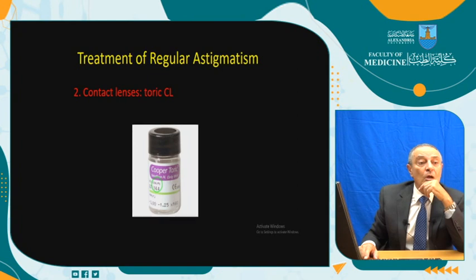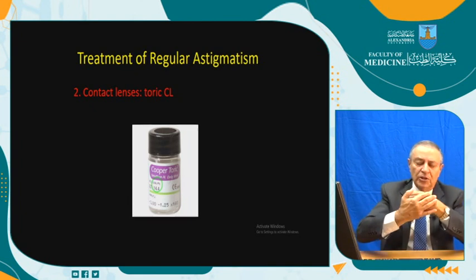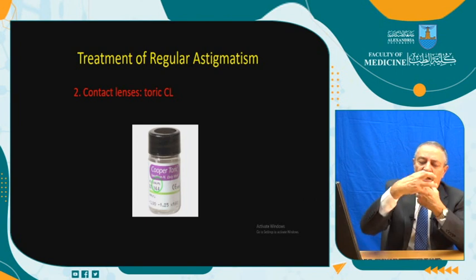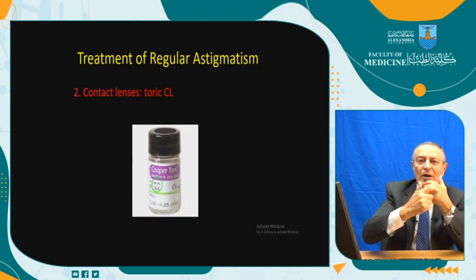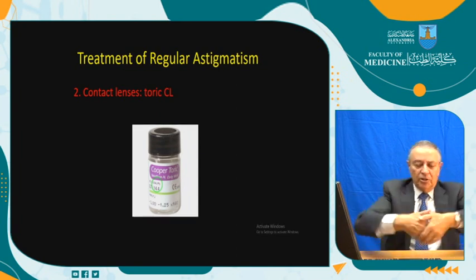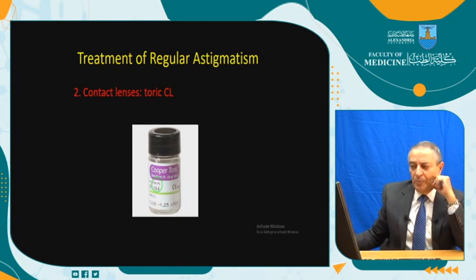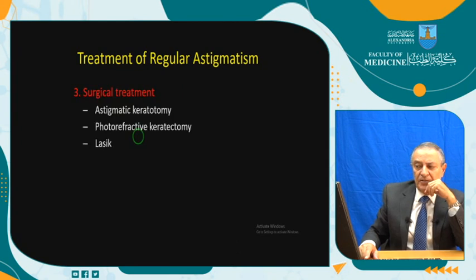How? With what we call toric contact lenses. How do they act? We know that contact lenses are moving. They are floating over the tear film. They are rotating. Here you have to have contact lenses with what we call prism ballast, which is heavier down, so that it will move and the axis will be determined by this heavier portion. Then we have what we call toric contact lens.